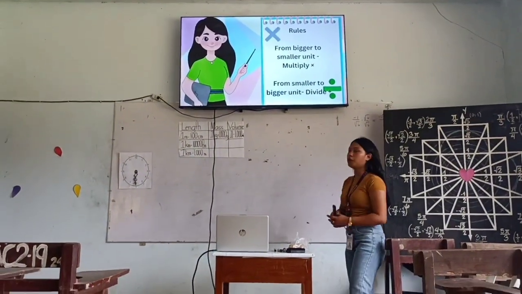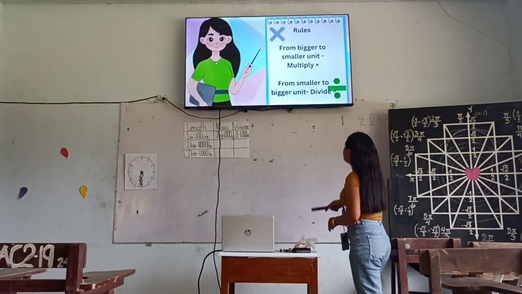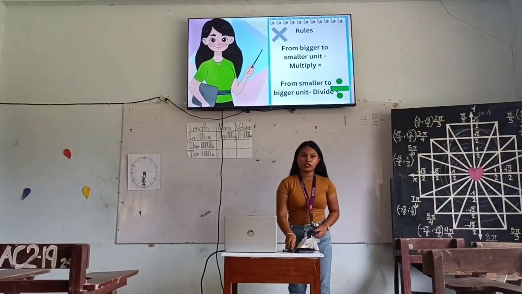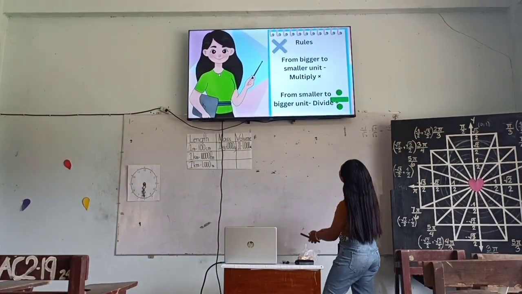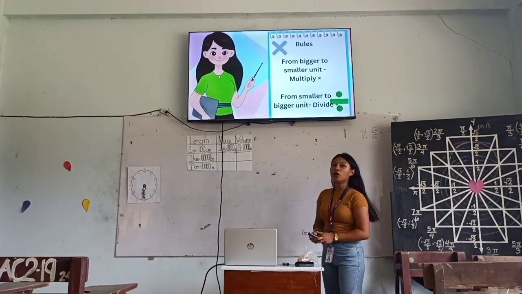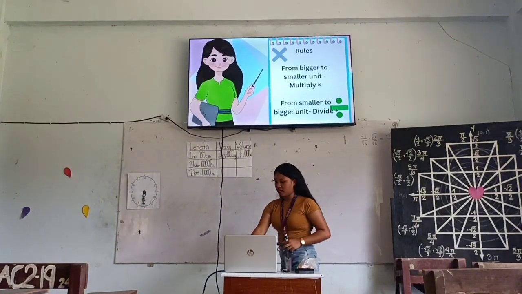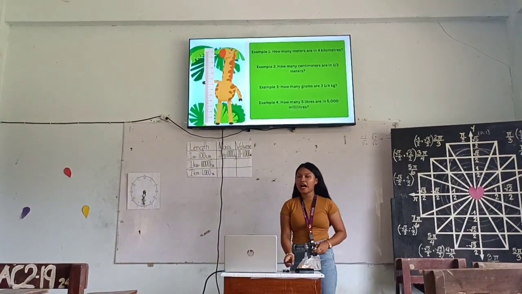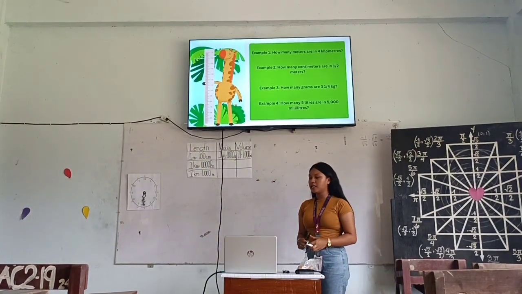Okay, we have the rules. From a bigger to a smaller unit, we need to multiply. And from a smaller to a bigger unit, you need to divide. Okay, so we have the following problem solving examples.